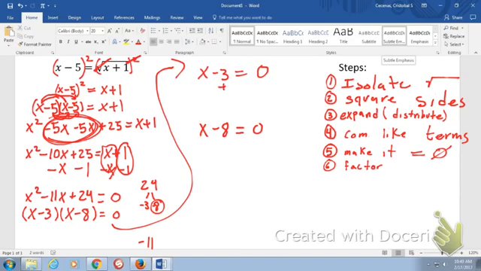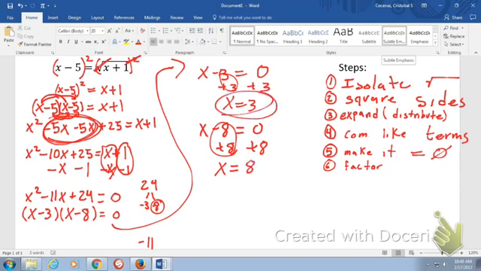To solve this, we're going to add 3, this goes to 0, and I have x is equal to 3. Add 8, we're going to make that equal to 0, and then I have x is equal to positive 8. Now this right here are my supposed answers, but there is one last step. Okay, let me keep writing the steps.